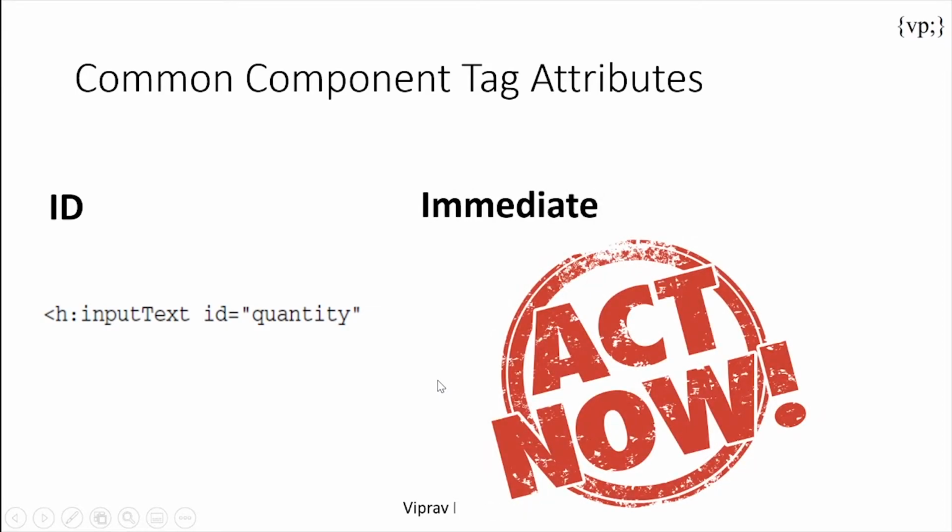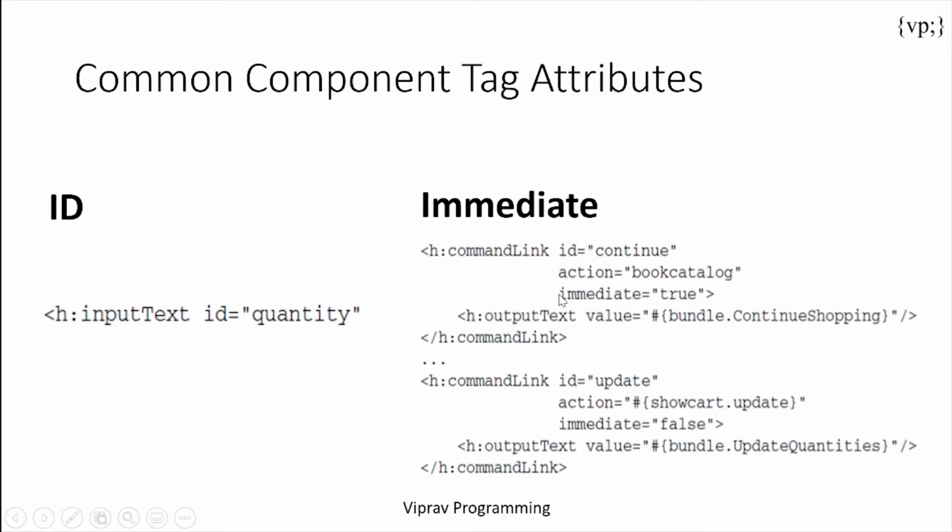And there's also the immediate attribute, which is used when you want to have an input or action component done faster than others. This is shown in code as immediate equals true or immediate equals false. For reference, this is like an Amazon kind of website where you can either continue shopping or update the quantities. Here, the continue shopping button says immediate true, which doesn't process anything in the background and just lets you continue shopping. While the update button tells immediate to be false, telling it that it has to update everything before it goes on with the shopping.